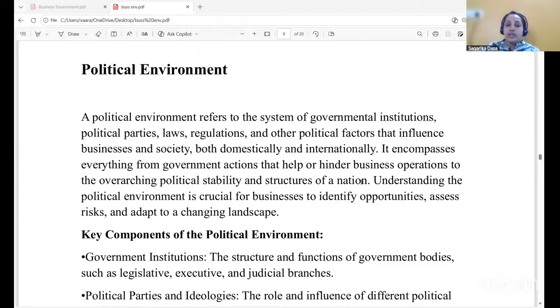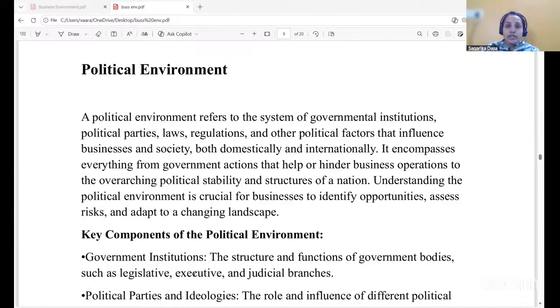As we all know, the political environment has a major impact on the business, because whichever party is ruling, that party's policies, the changes of policies will have a major impact on the business. Hence, political stability and structures of the nations are very important in determining the business, whether this political environment is helping the business or hindering, limiting the business operations.